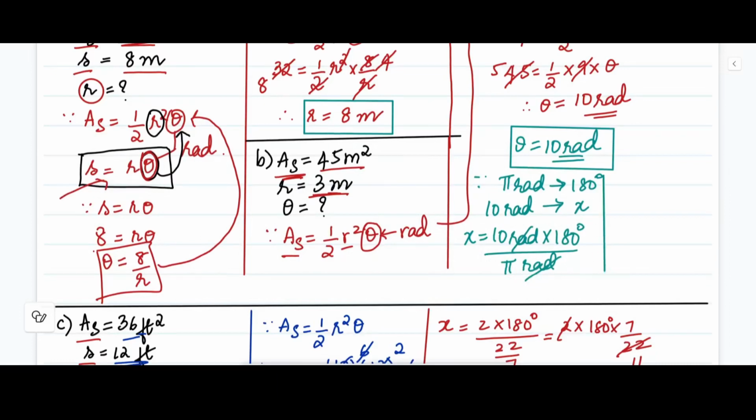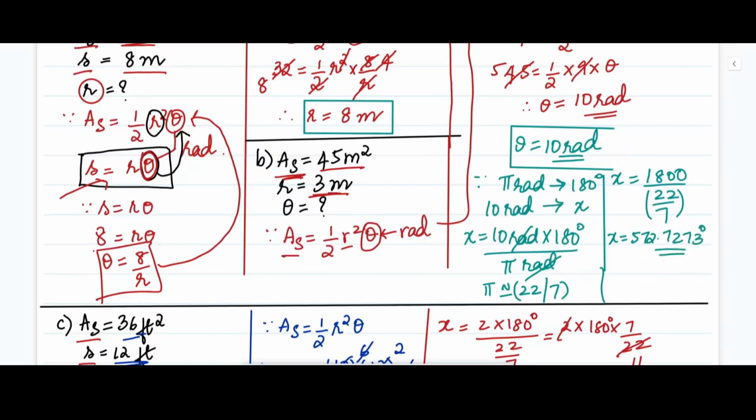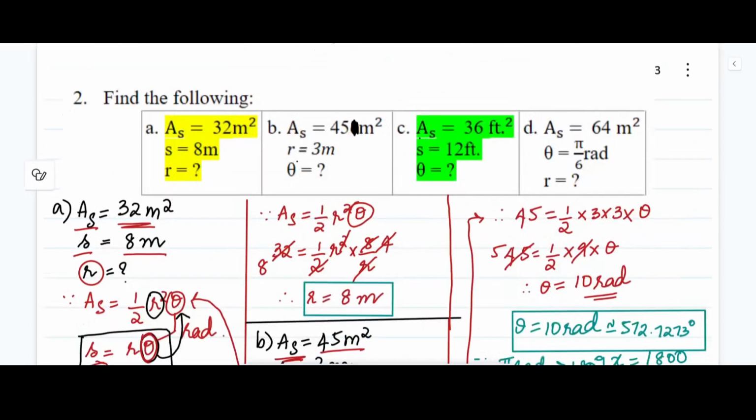Now we can substitute the value of pi to be approximately equal to 22 by 7. When we do that, we get x is equal to 1800 divided by 22 by 7. When we do the calculations, we will get the value of x to be equal to 572.7273 degrees. So therefore, here also our final answer is 10 radians, which in terms of degrees is equal to 572.7273 degrees.